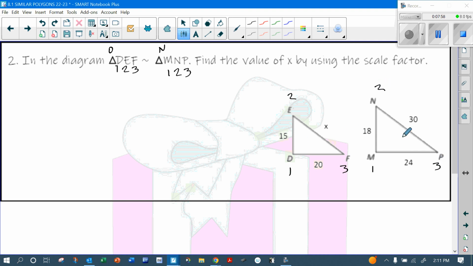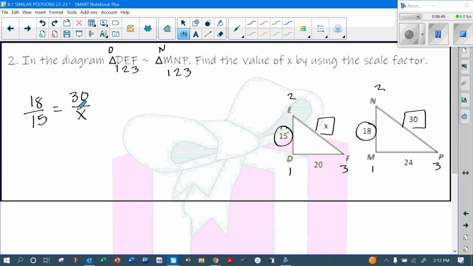And it's super easy when they're turned the same direction, but when they start getting flip-flopped and all that, it's a little harder to tell. So what I'm going to do is I know that 2, 3 is going to go here. So I know that X goes with 30. So I'm going to pair 15 with 18 because they're both the sides that are labeled with a 1 and a 2. So if I do new over old, so 18 over 15, and if I set this up, 18 goes with 15, 30 goes with X.